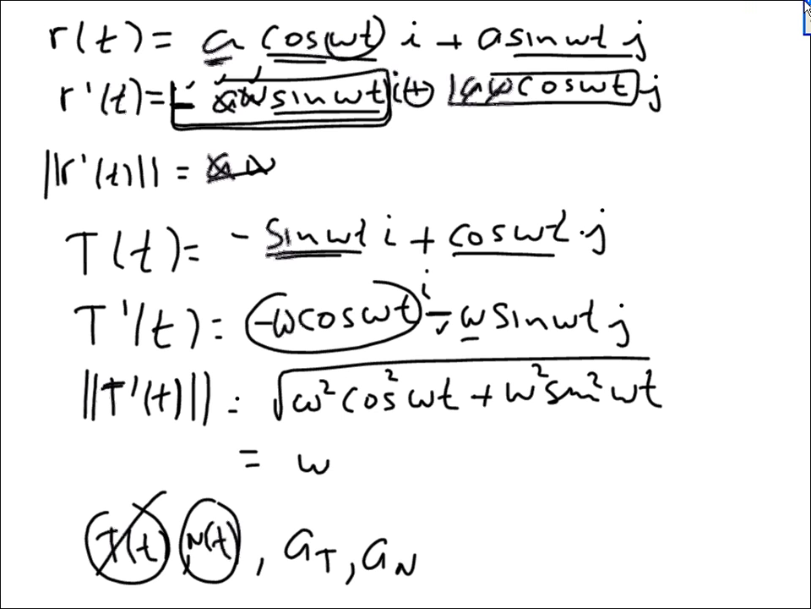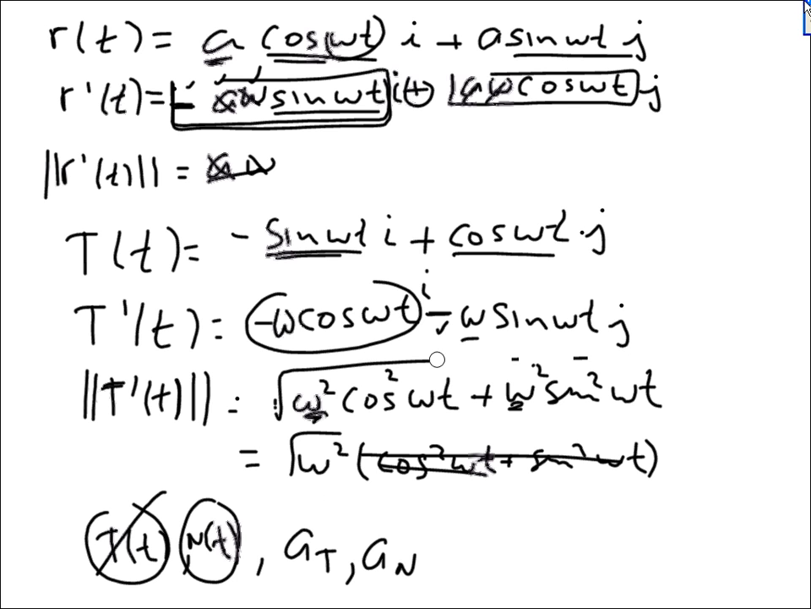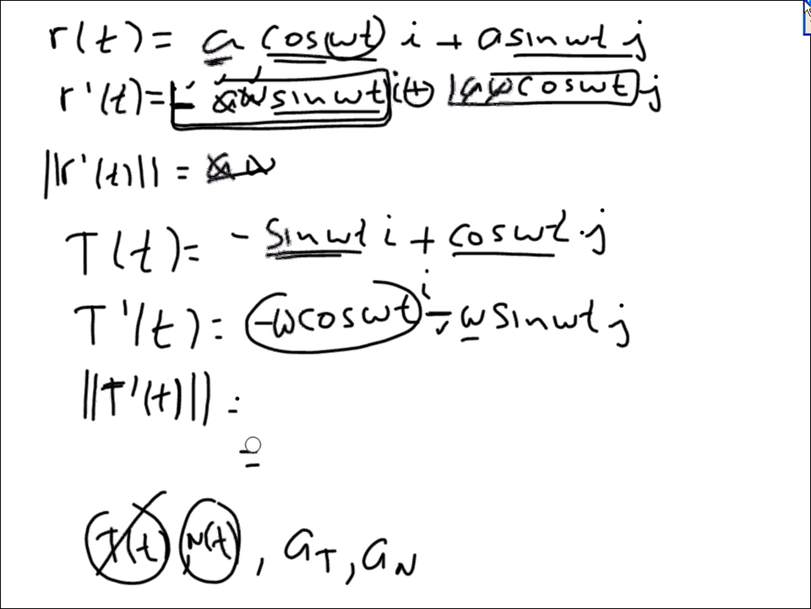I can factor out omega squared. And then what's left over is what I didn't underline. But that's 1. I don't need it. Omega squared times 1 is omega squared. And then I take the square root of omega squared, and I get omega. So T prime of t, the magnitude, is just omega.